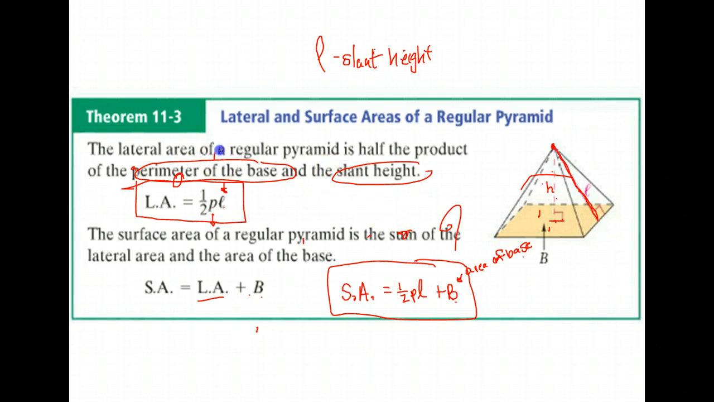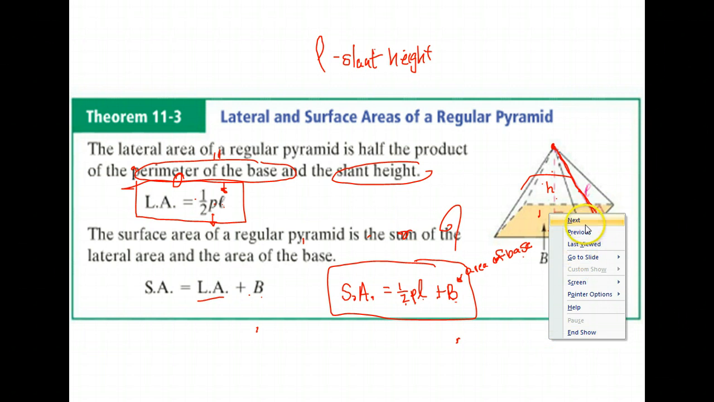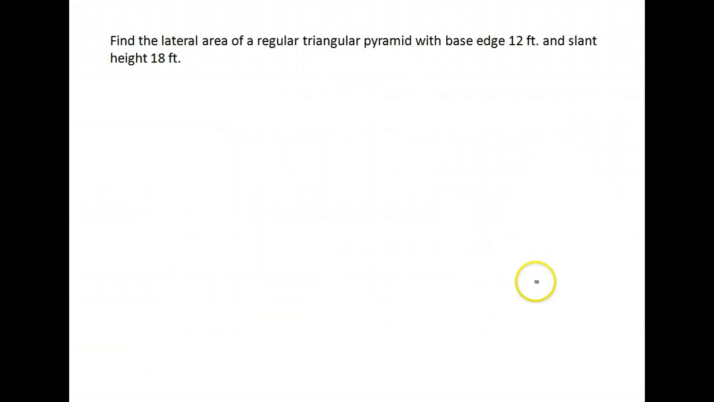Okay, so lateral area is 1/2 the perimeter of the base times the slant height. Surface area is that 1/2 perimeter of the base times the slant height plus the area of your base. Make sure you have those in your notes as well as what each of the letters in the formula stands for. And let's do an example.